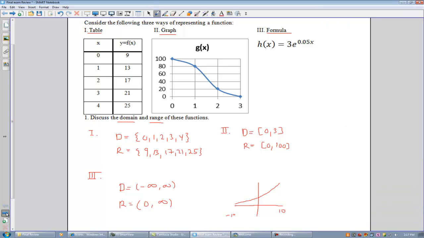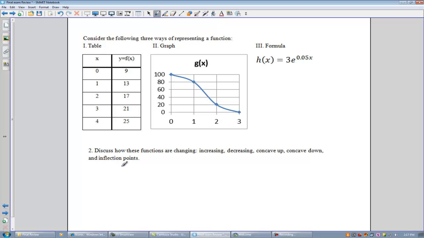Okay, so now let's look at the next question. The next question says, number 2, discuss how these functions are changing: increasing, decreasing, concave up, concave down, and the inflection points. All right, so for one, right, what you notice is that f is increasing. Right, so f of x is actually increasing. And it's actually increasing in an interesting way.